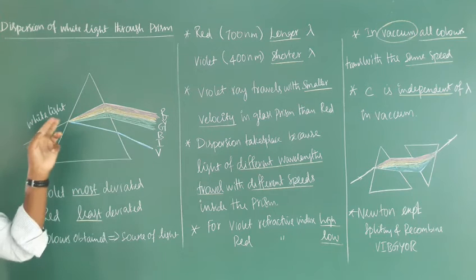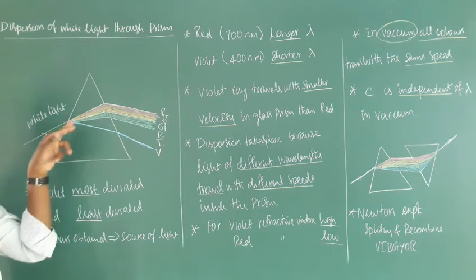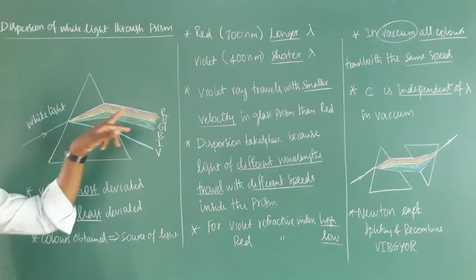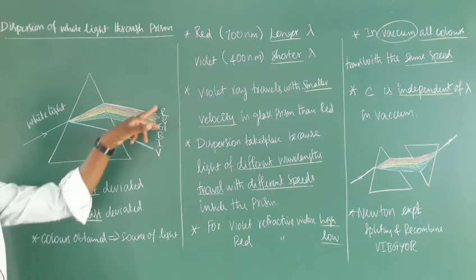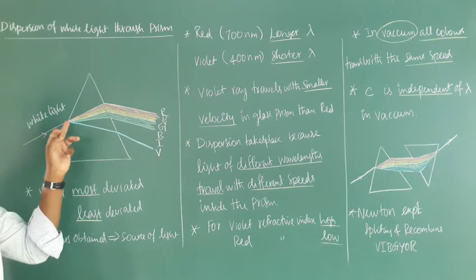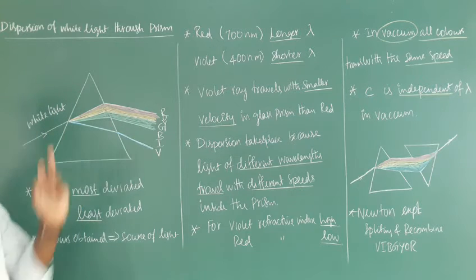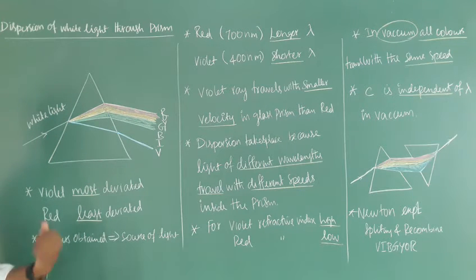So the white light is incident on the prism, so it is refracted. It is split into constituent colors, from violet to red: violet, indigo, blue, green, yellow, orange and red. Violet deviates more, red deviates less. Violet is most deviated, red is least deviated.